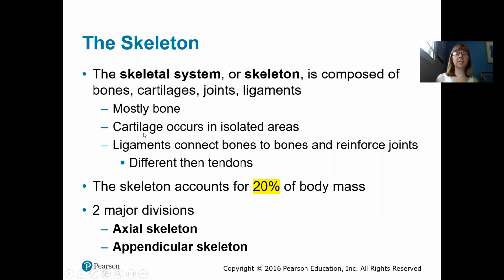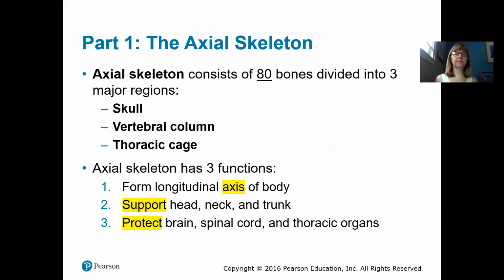So there is cartilage in isolated areas of the skeleton, but also don't forget the ligaments. And those ligaments are where bones connect to bones. And that is going to be different from the tendons. That's where your muscles connect to the bones. And we'll study those when we get to the muscular system. And then of course, we'll do a separate chapter on joints. That's chapter 8. So we'll get to those separately.